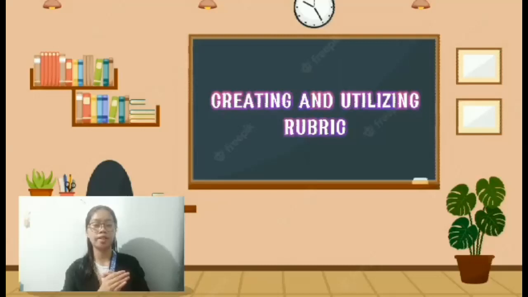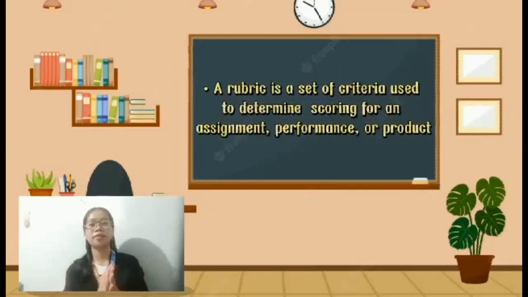making research. For today's topic I am going to tackle creating and utilizing rubrics. A rubric is a set of criteria used to determine scoring for an assignment, performance, or product. This can be used to score many kinds of written assignments or exams, papers, projects, or e-portfolios. They are not useful, however, as a grading mechanism for multiple choice or short answer tests.